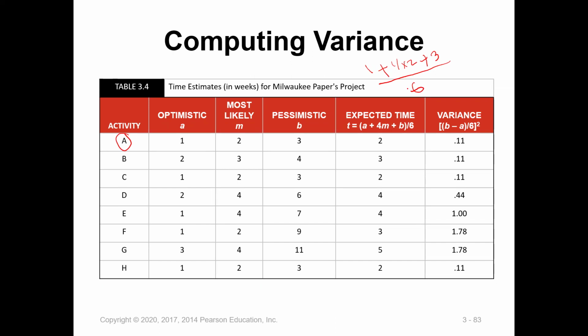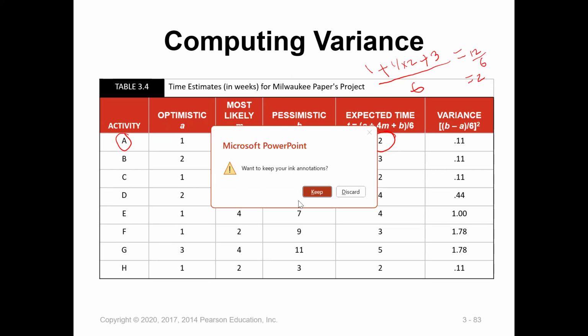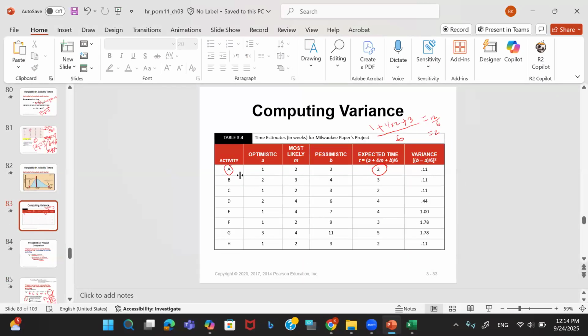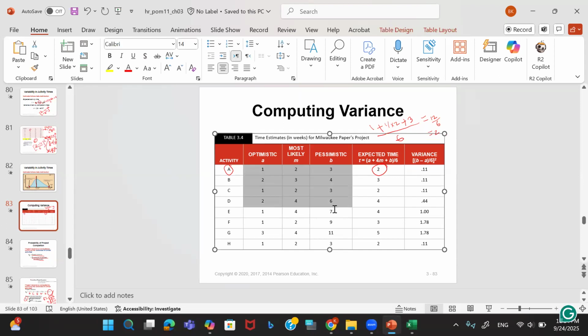So 1 plus 8 is 9. 9 plus 3 is 12. 12 divided by 6 is 2. This is how we get this. And we calculate the variance. The variance for each activity is calculated B minus A divided by 6 squared. So B here is 3. Minus 1 is 2. Divided by 6, 1/3. 1/3 squared is 0.11.